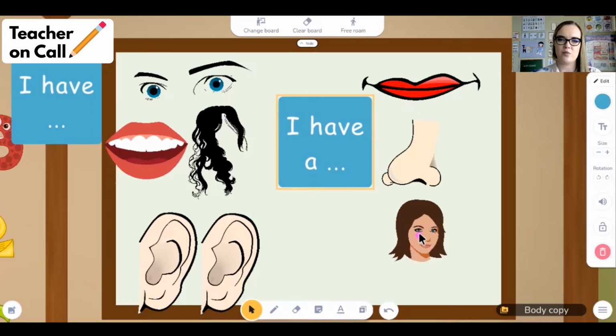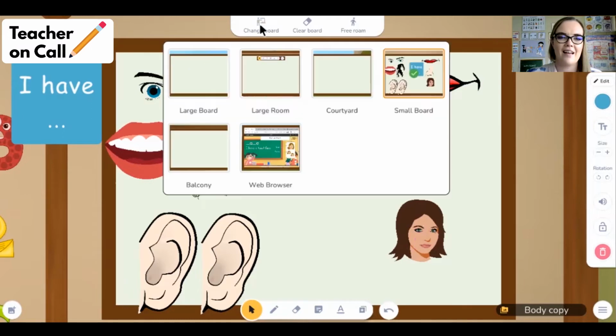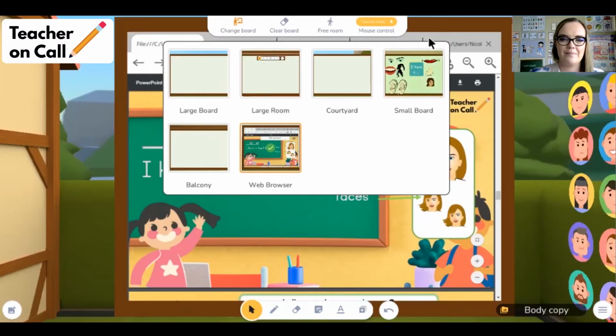Parents, if you're watching this with your children, go and find pictures you can use from storybooks or magazines and ask your child to point at the picture, and your child can say, I have 2 eyes or I have a nose for practice. Okay, now let's go back over here.